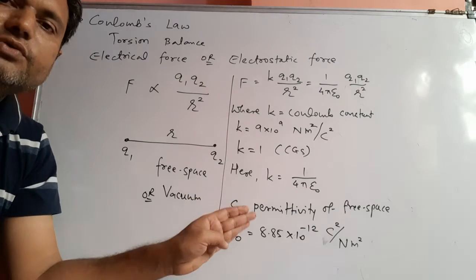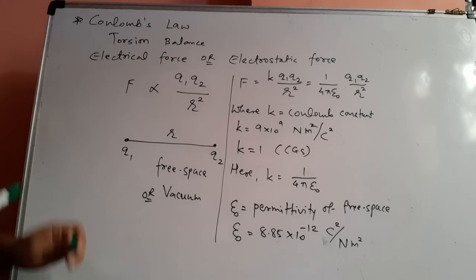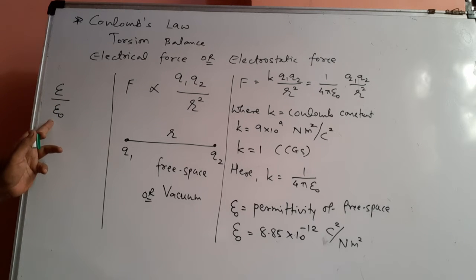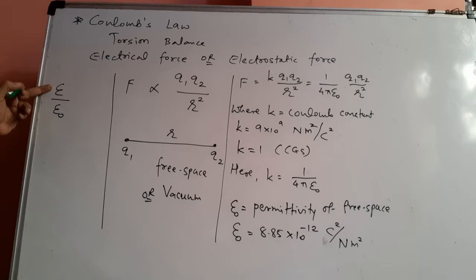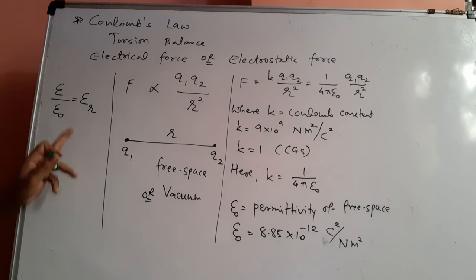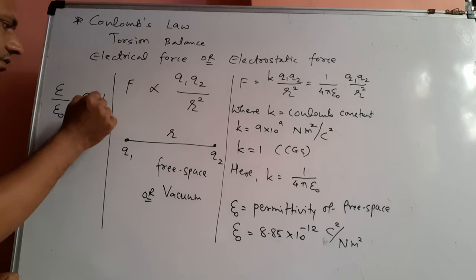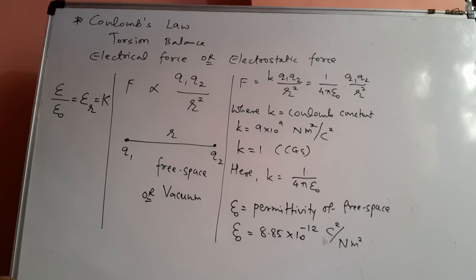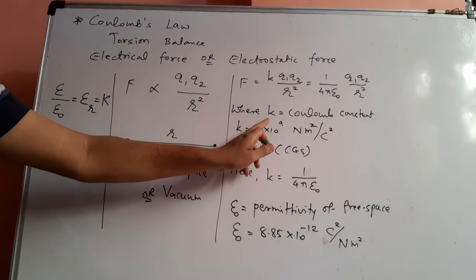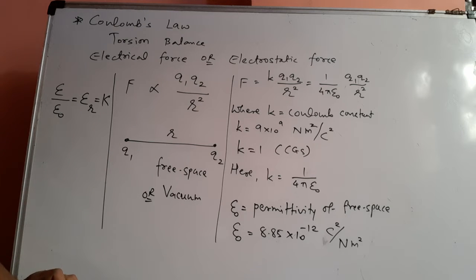This is the permittivity of free space, and for any medium it is epsilon. When we divide it by epsilon naught, the permittivity of free space, this is the permittivity of any medium with respect to free space, called relative permittivity. Its other symbol is capital K. This is small k, this is capital K. Small k is Coulomb's constant, while capital K is the dielectric constant.